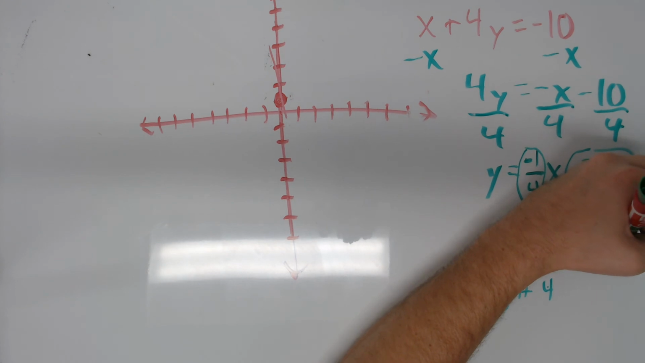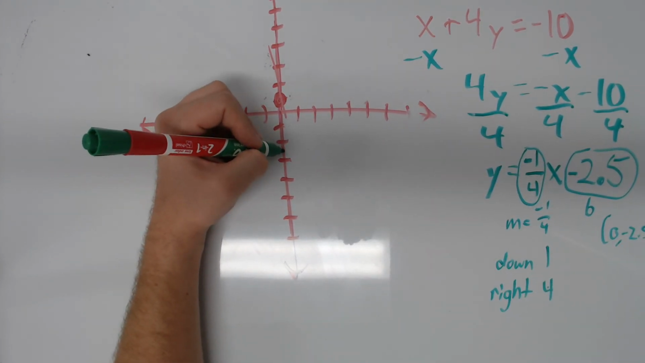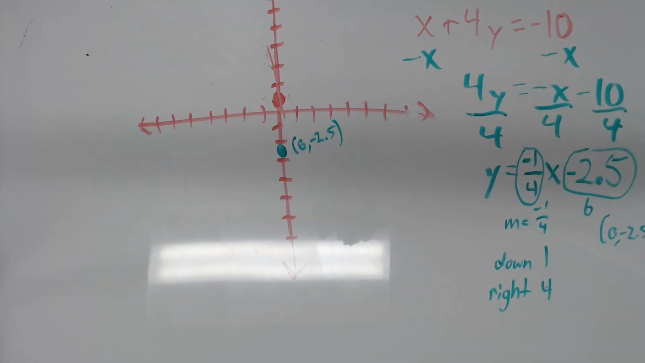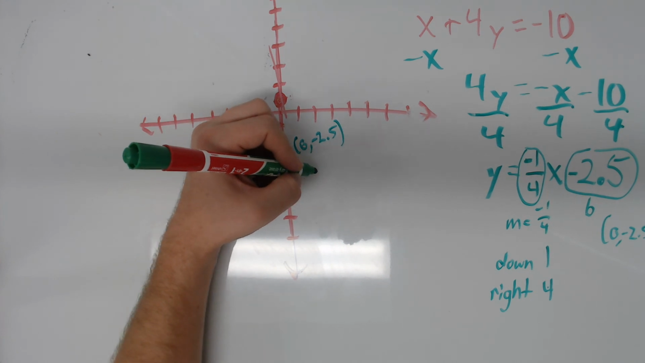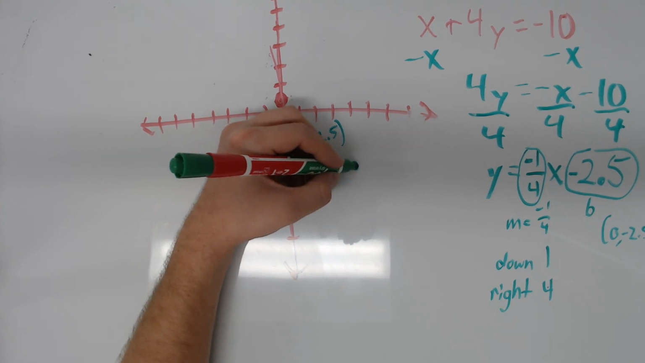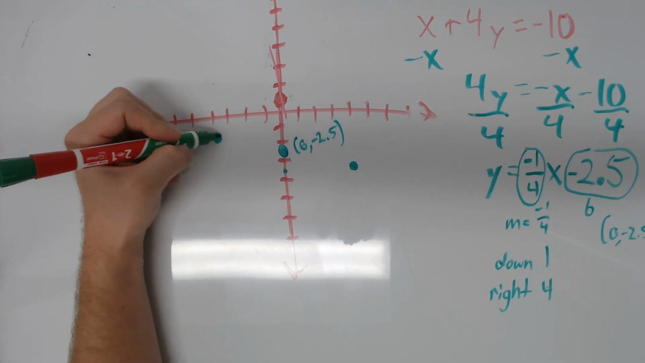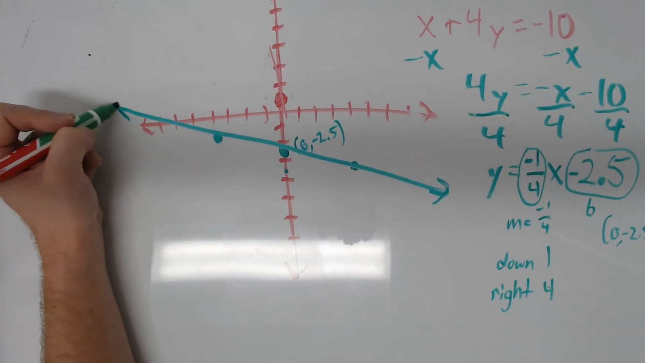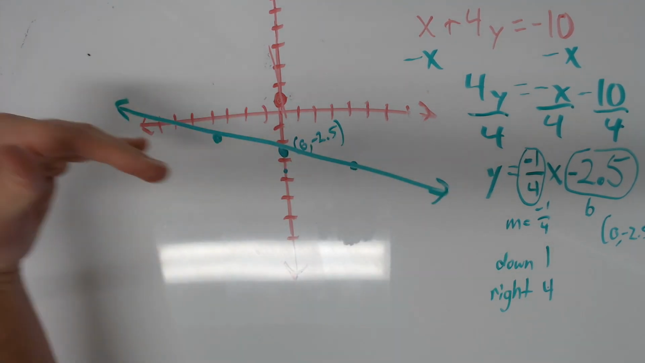So I start at (0, negative 2.5). That decimal is not too hard to read because it's just in between negative 2 and negative 3. That's (0, negative 2.5). Then we go down 1, so we'll be halfway in between again. Right 4, 1, 2, 3, 4. We can go backwards, up 1, left 4 by doing the opposite instructions. And we get this nice leveled out line. It's still a negative slope, but this one's a fraction, so it's going to be pretty leveled out, almost flat.